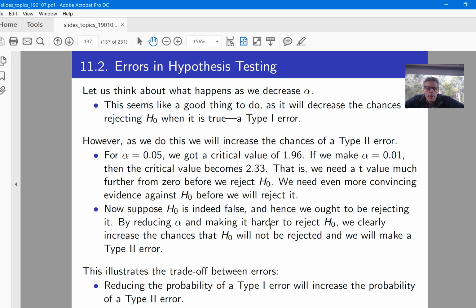And so we need to be mindful of that when we choose our significance level in the test, but also mindful that whenever we make a conclusion, we may have made a mistake, and it could be a type 1 or a type 2 error.